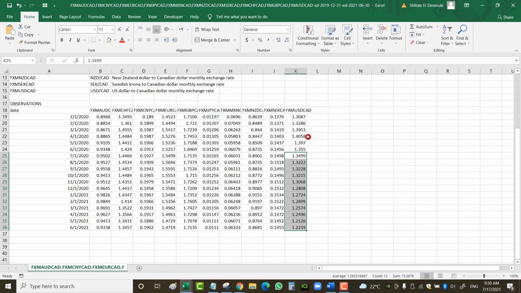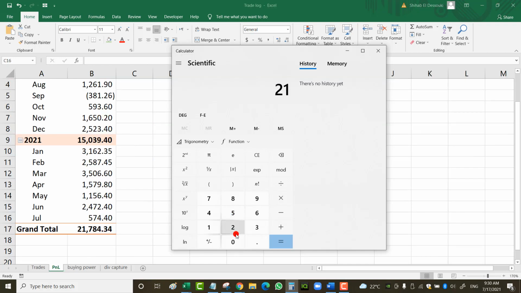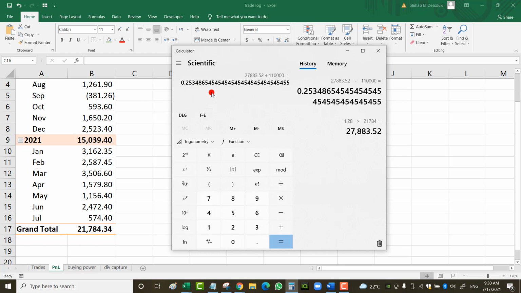But it's so sad to see. Look at this. At some point it was 1.4 and it dropped all the way down to 1.21 in May. All right, so I'm going to use an average rate of 1.28. So 1.28, this is in US dollars, times 21,784. So now it's in Canadian dollars, divided by an average balance of 110,000 just to get my average return for the past 12 months. So it's about 25%. So this 25% means a lot.